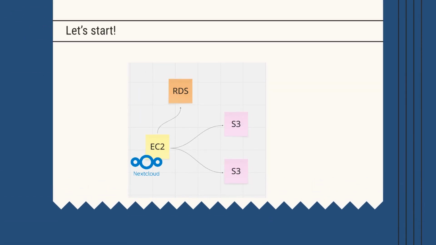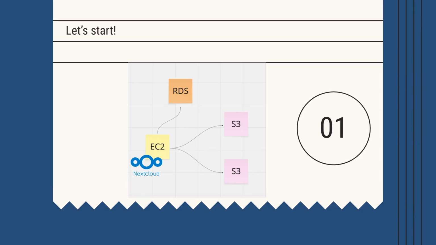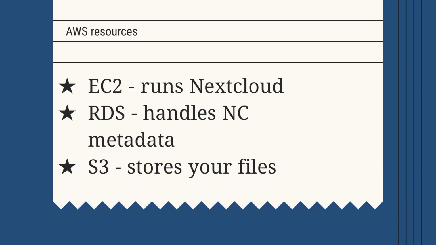So, let's dive in. When deploying Nextcloud on AWS, the architecture typically comes down to three core services: EC2, RDS, and S3. EC2 will be hosting your Nextcloud Docker container. RDS will be handling Nextcloud metadata like users, shares, or file indexing. And finally, S3 will be storing your files.